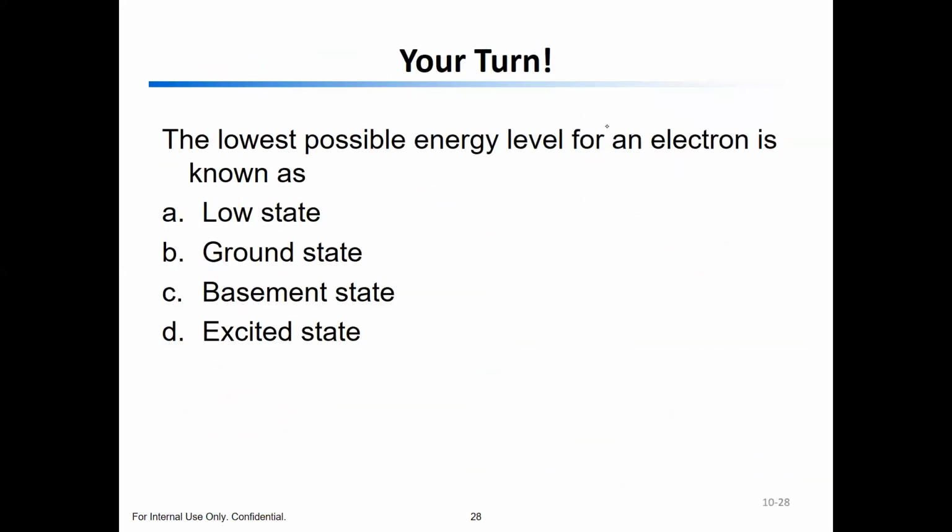So look at this one, answer this question, A, B, C, or D. B, yep, the lowest energy level for an electron is the ground state, yes. And then when it gets excited, it goes to something called the excited state.